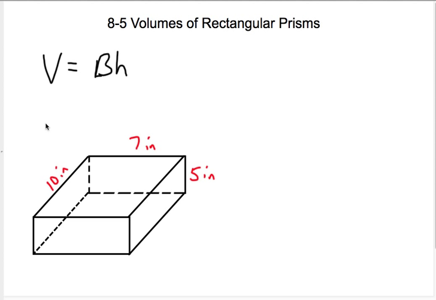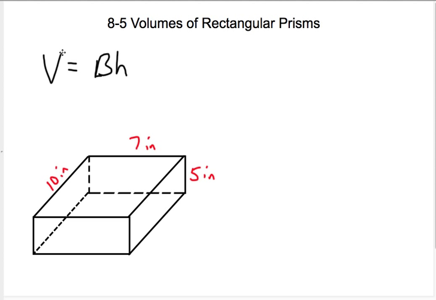Hello, in this video I'll be talking about volumes of rectangular prisms. Volume is how much capacity something has to hold something. So for instance, if you think about Mr. Gummerson's fish tank, it's a rectangular prism and its volume would be how much water you can put in it.